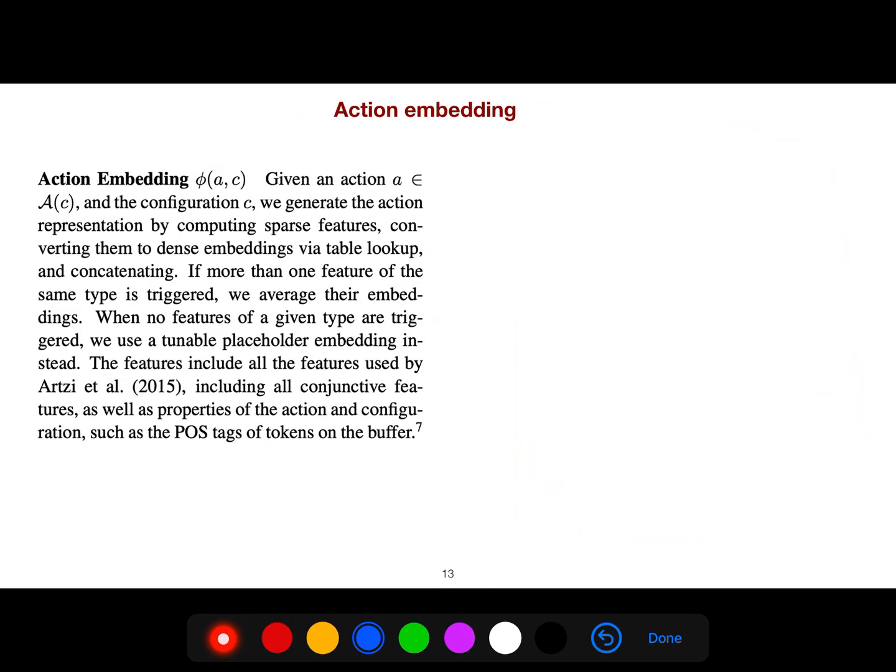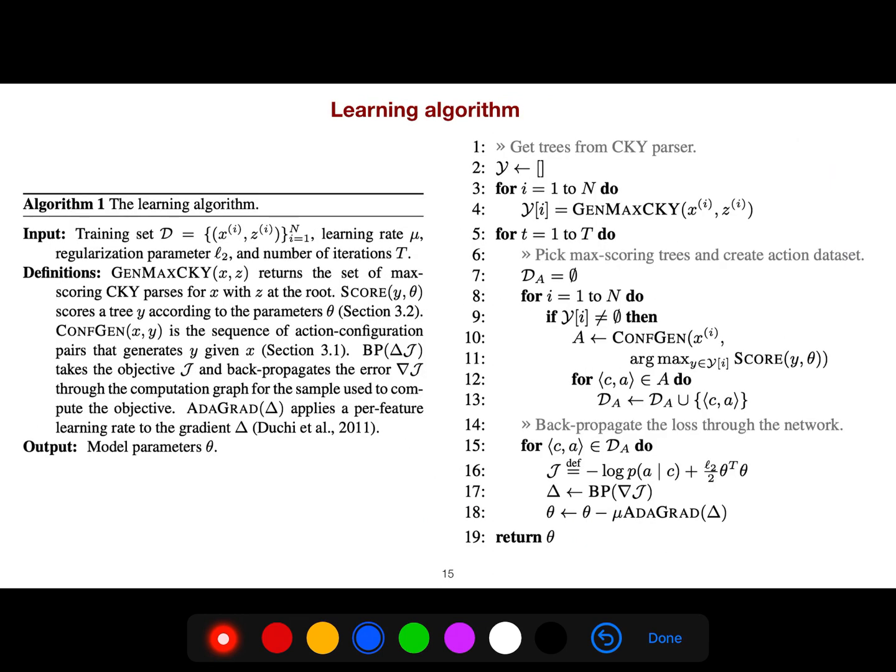And for action embedding, we can use... So let me explain this algorithm. We assume that we get trees from that CKY parser. We have, for example, a third-party algorithm; somebody gives us this CKY parser, so we have access to these trees. But what we are doing is that we can work on this and calculate the minus log probability of this action given the configuration that I explained.